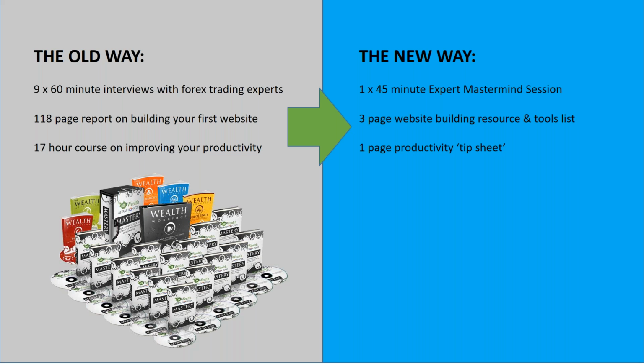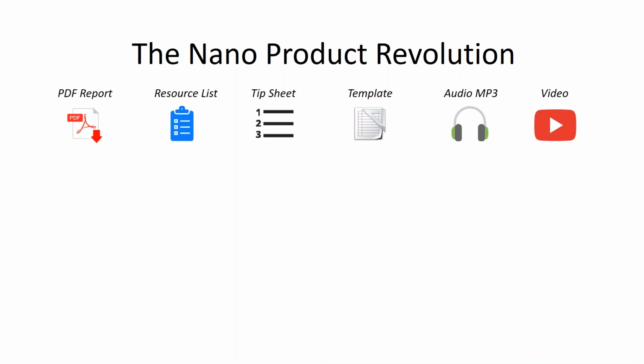And a 1-page productivity tip sheet. These are often called cheat sheets, little tips and cheats that you can do quickly to get quick little wins, quick results. These are nano products. And if you want to remember them, it's like small is beautiful. That's the way of thinking. The old way on the left-hand side is bigger is better, or the thud factor. But nano products are all about small, bite-sized information that saves people time and hassle.